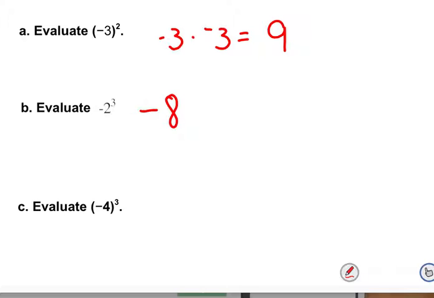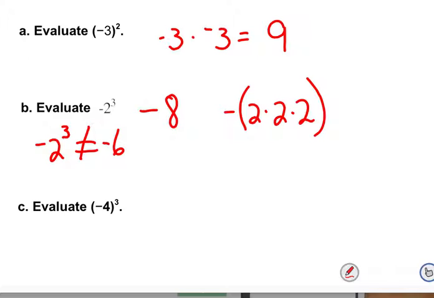If somebody got a negative 6, why is that wrong? Why is that wrong, Gabriel? They end up multiplying 2 times 3 instead of 2 times 2 times 2. Right. Negative 2 cubed is not negative 6. Okay? Because this is saying the opposite of 2 times 2 times 2. That's where the negative 8 comes from.